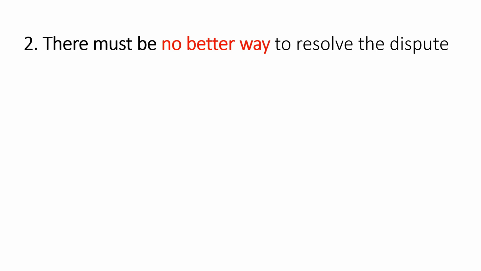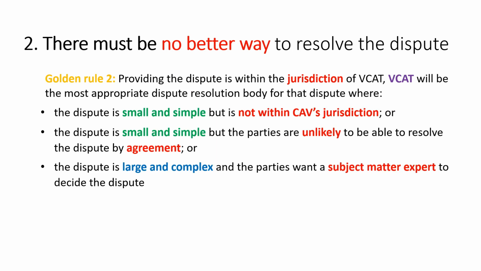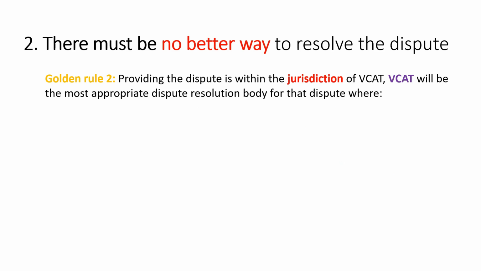The golden rule that applies to VCAT is that providing the dispute is within the jurisdiction of VCAT, VCAT will be the most appropriate dispute resolution body for that dispute where, first, the dispute is small and simple but is not within the jurisdiction of Consumer Affairs Victoria, or, second, the dispute is small and simple but the parties are unlikely to be able to resolve the dispute by agreement, or, third, the dispute is large and complex and the parties want a subject matter expert to decide the dispute. Let's unpack this golden rule.